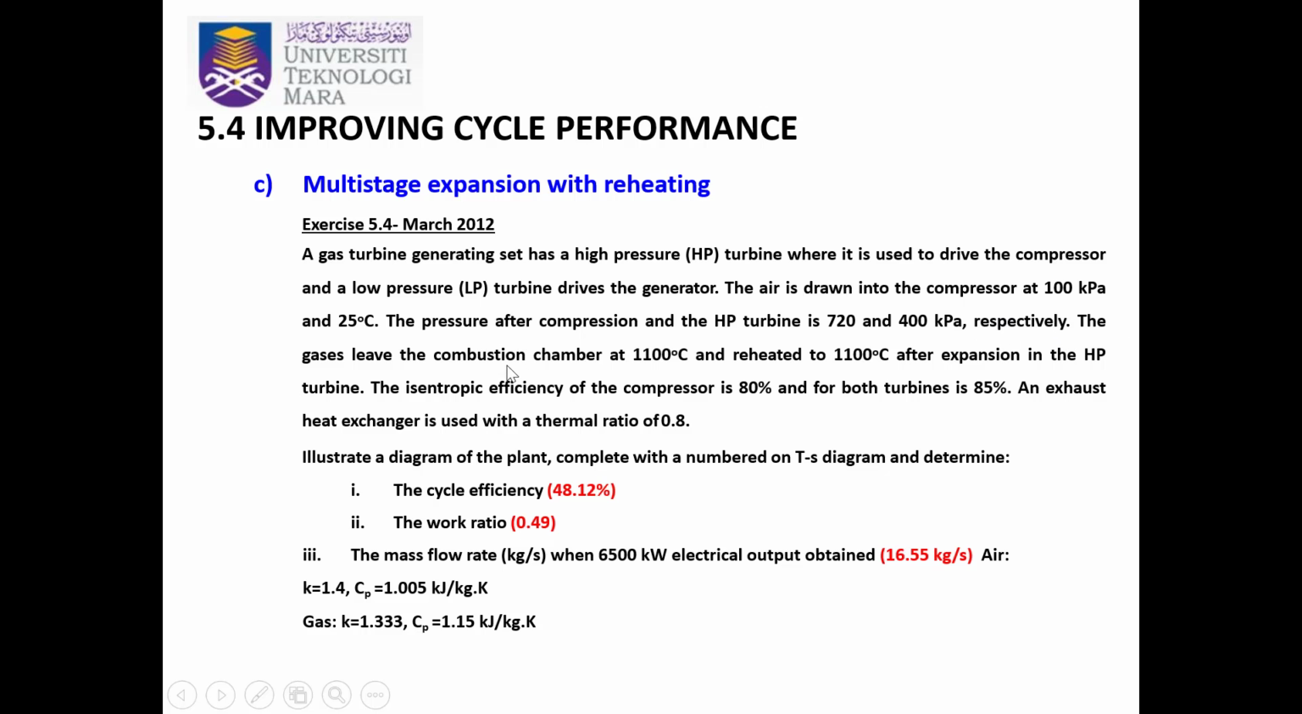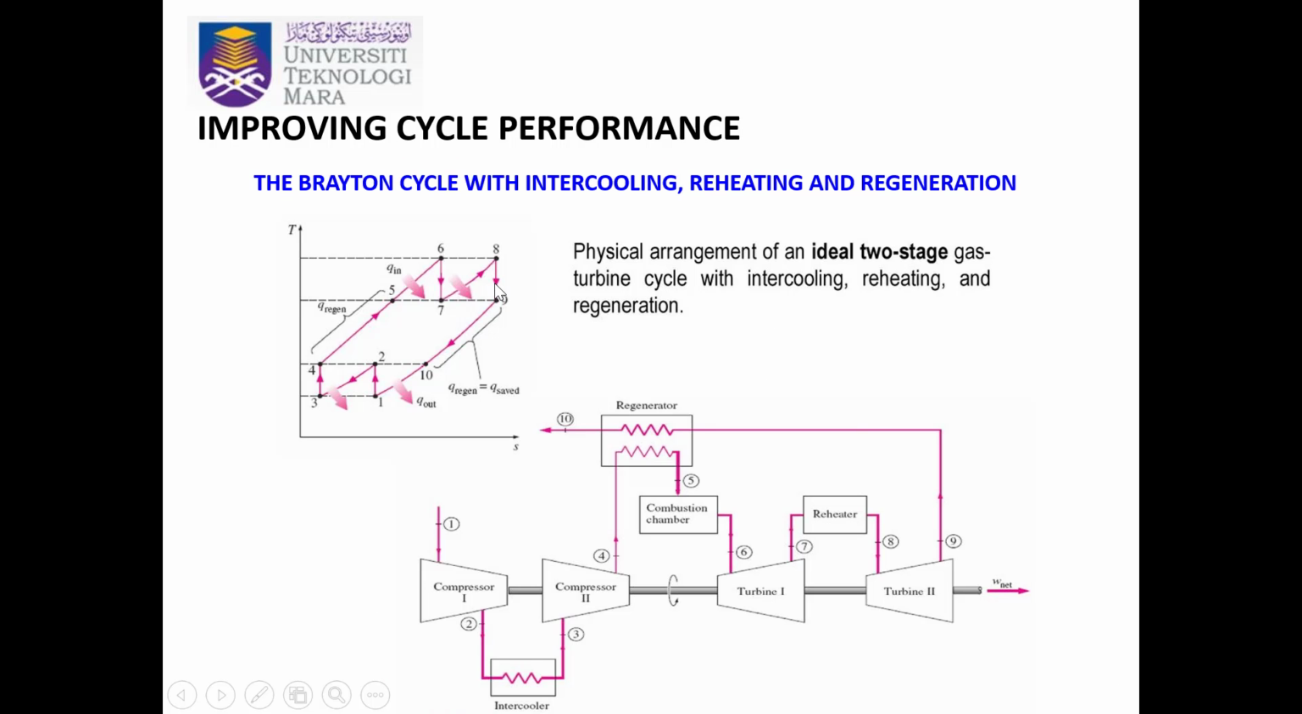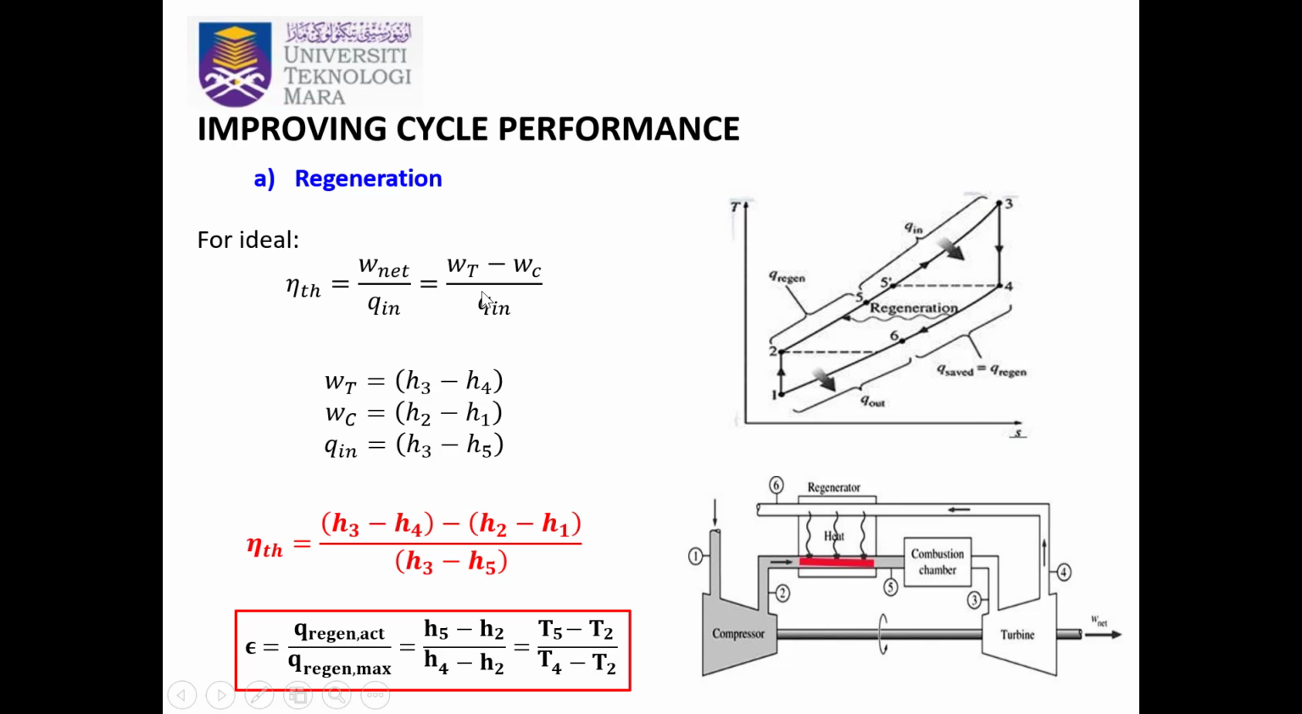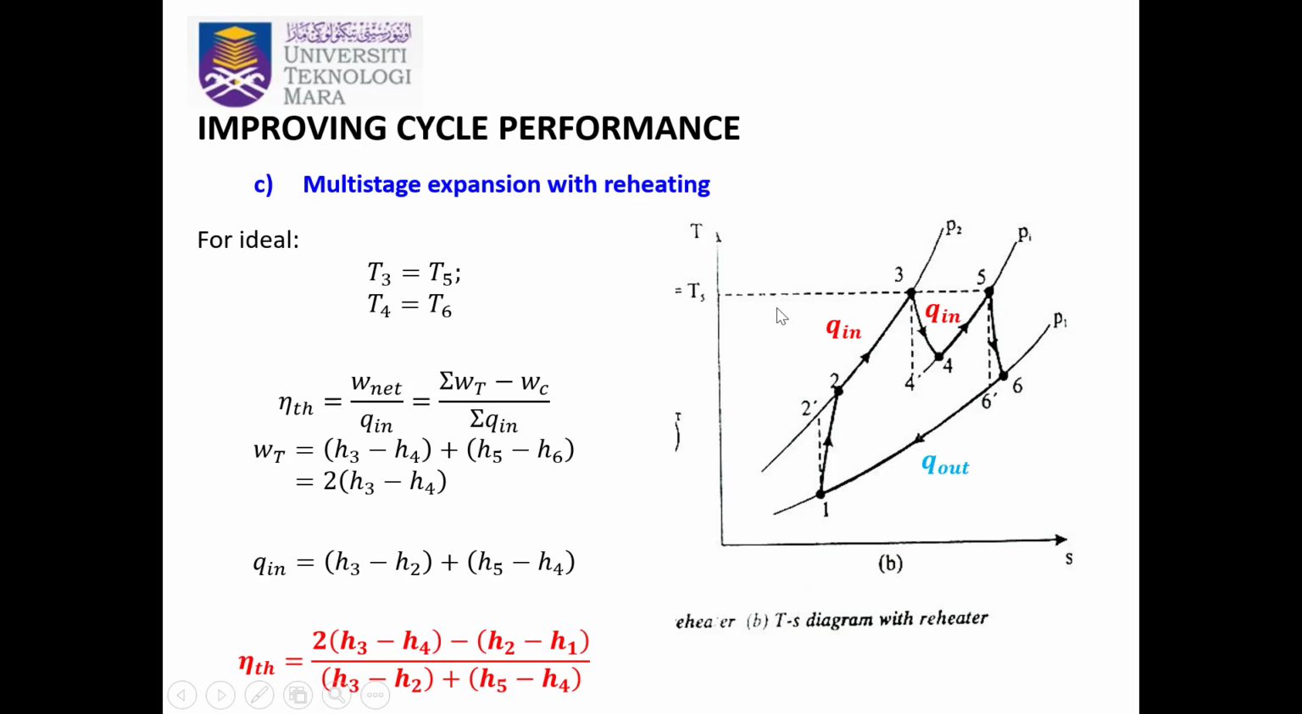Okay, the gas leave the combustion chamber at 110 degree Celsius and reheat to 110 after expansion in high pressure turbine. Okay, the isentropic efficiency of the compressor is 80% and both turbine 85%. Okay, and the exhaust heat exchanger is used with thermal ratio 0.8. Okay, so kat sini kita akan tengok yang ni lah. Since dia kata reheating, okay, so kita akan tengok bahagian yang reheating lah, yang C ni. Okay, yang ni lah.